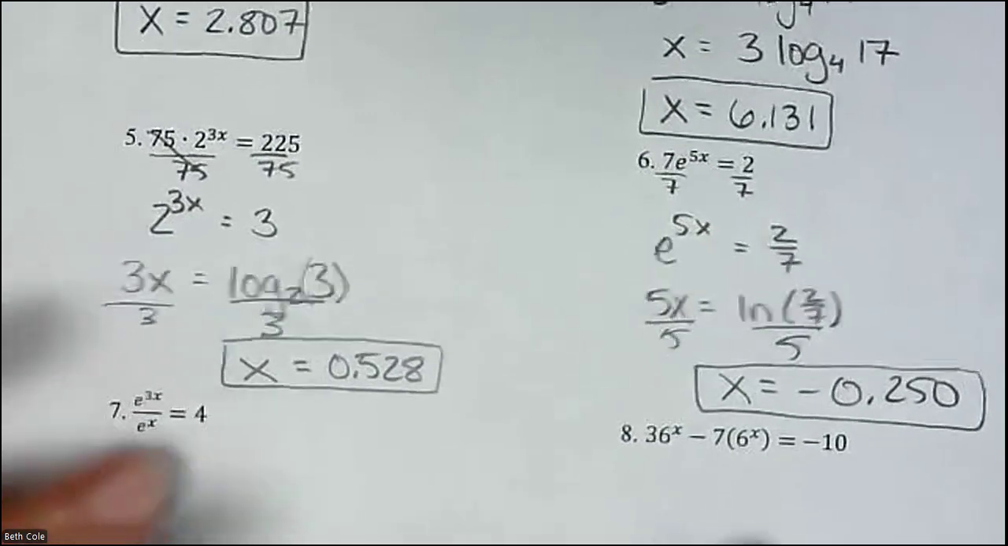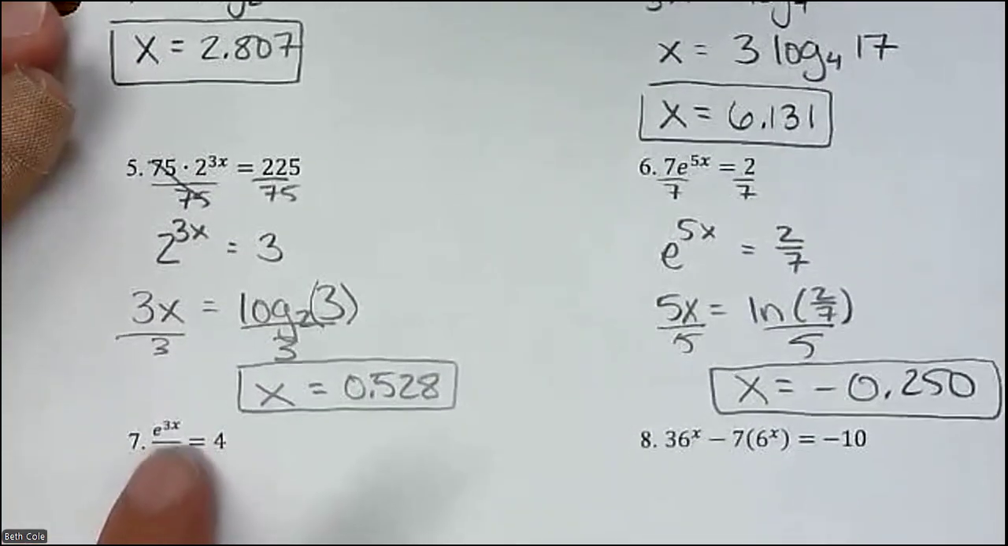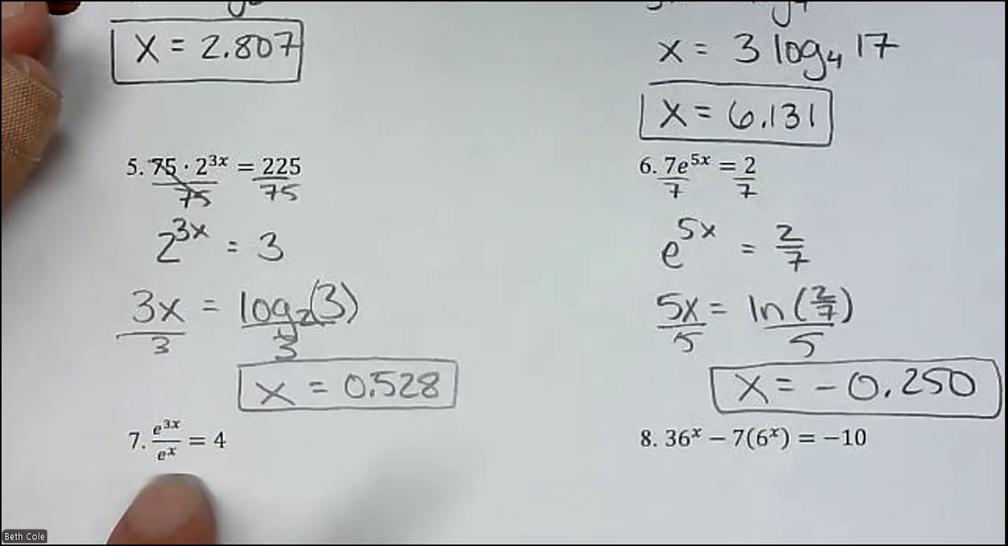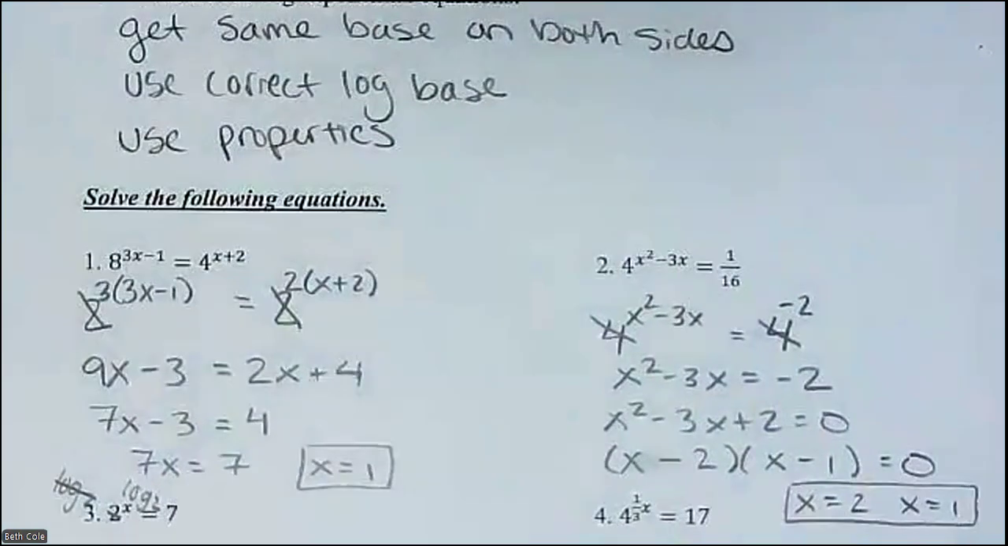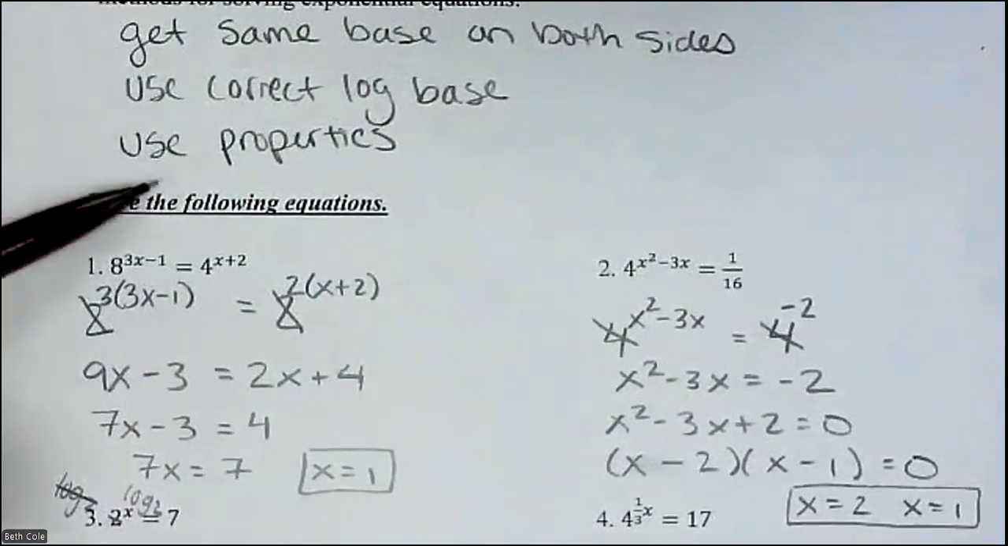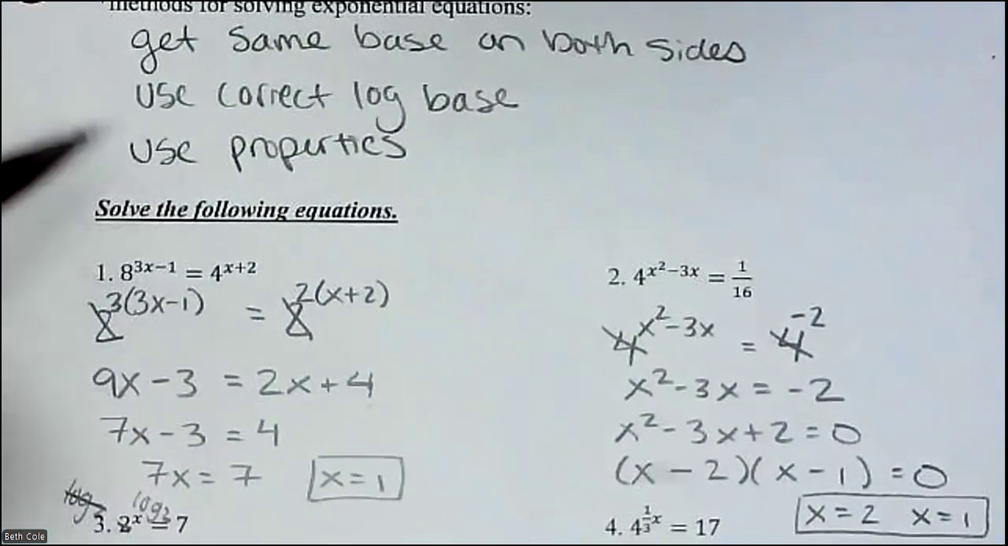Now these last 2 are going to be a little bit different. For this one, do you see how you have an e to the 3x and then an e to the x? Sometimes you have to use your properties. And again, these are kind of like your tools in your toolbox. If you don't know what to do, this is sort of like your Rolodex. Like, hey, let me think about what my options are for how to approach this problem.